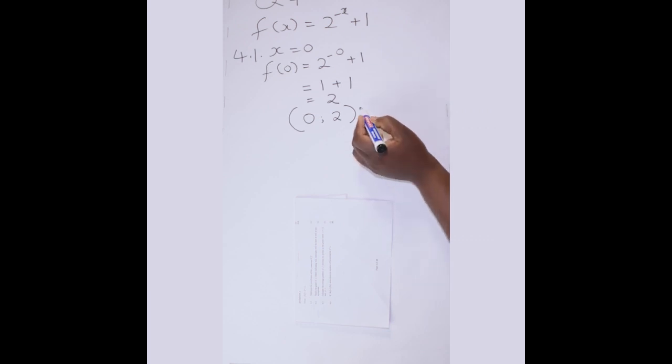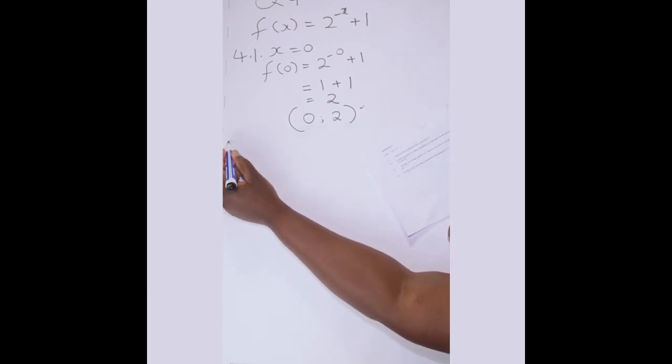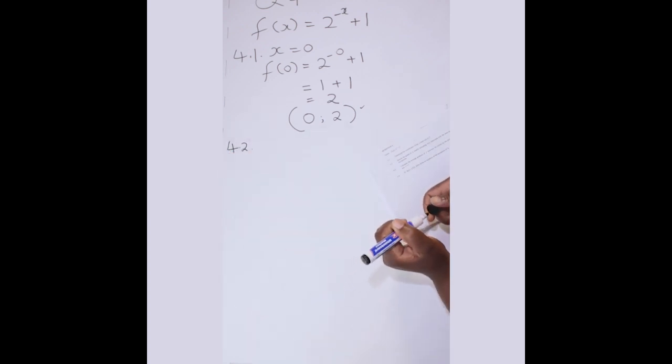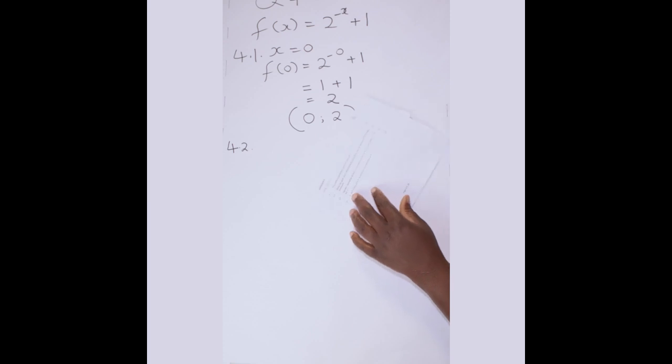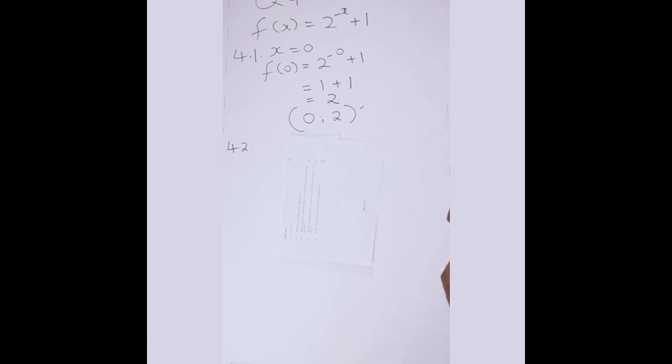So you get your 1 mark, and that's what you would have done to answer that question. Going on, we have 4.2. In 4.2, they go straight in and say, sketch the graph of f, clearly indicating all intercepts with the axes as well as any asymptotes. Now they're telling you that there's an asymptote.